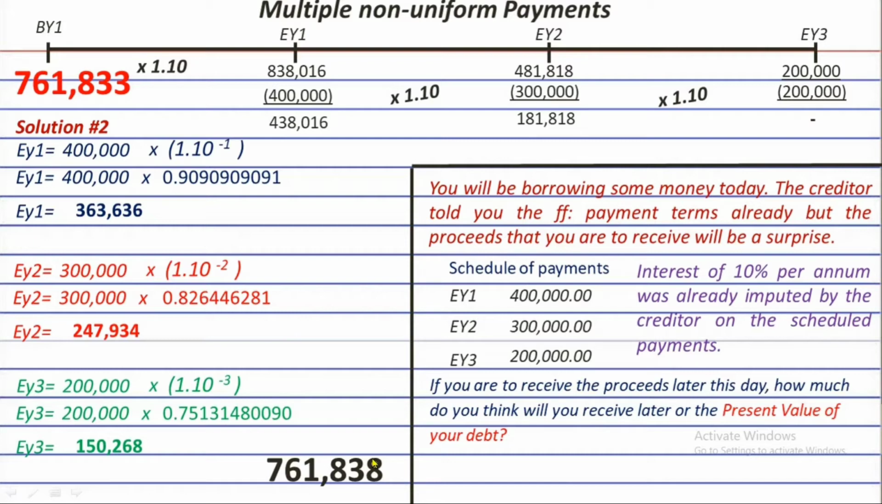Now, if we add these three present values that we got, then we will have 761,838. So there is a discrepancy of 5 when compared to here. It's because of rounding off. And it's really immaterial, so we don't have to worry about it.